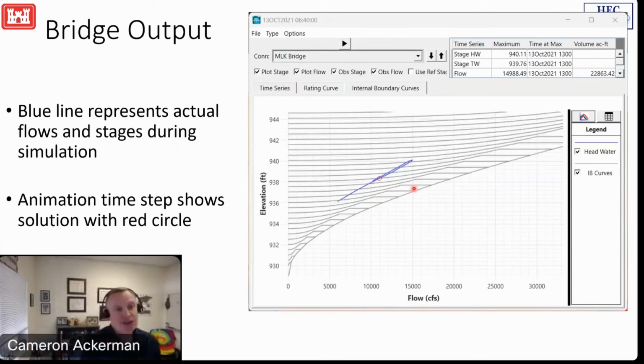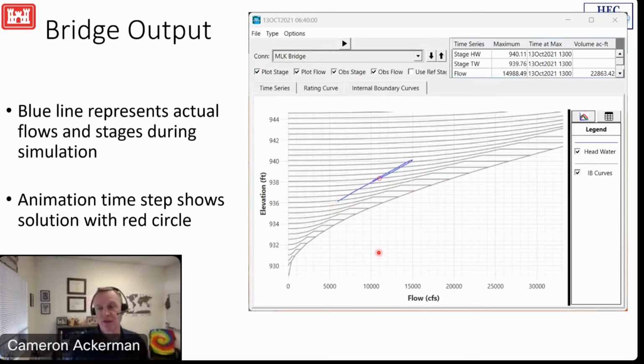So that's kind of what's new from 6.4.1 to 6.5 to 6.7. Looking at the bridge output then, there are lots of different ways to look at the bridge output. We'll just touch on a little bit of it, not too far in depth, but you can bring up the 2D connection, look at the bridge, you can look at the table of curves, and then in blue, we'll show you the solution that was used during the simulation.